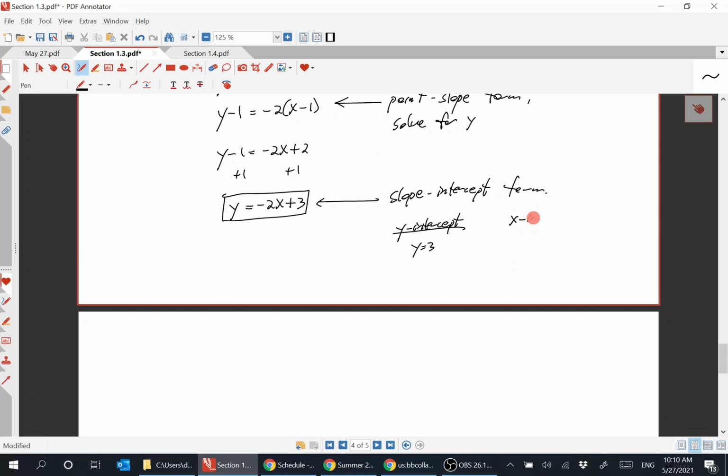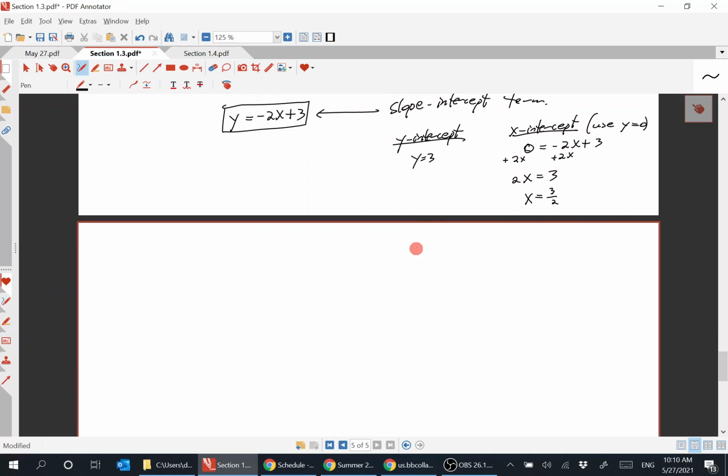And the x-intercept, plug in y equal to 0. So you have 0 is equal to minus 2x plus 3. So I'll add 2x to both sides. So I have 2x is equal to 3. So x is equal to 3/2. So I have y-intercept 3, x-intercept equal to 3/2.